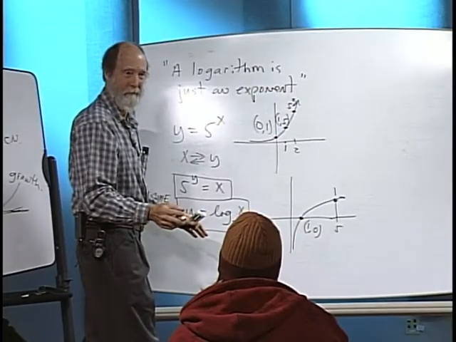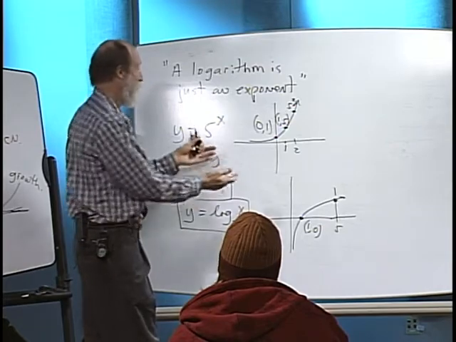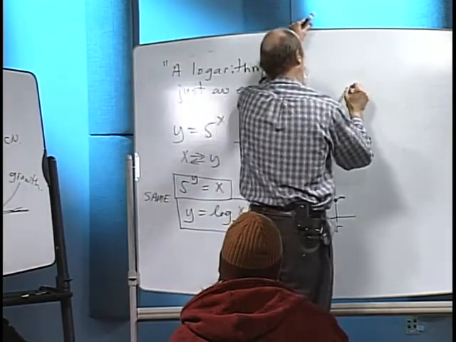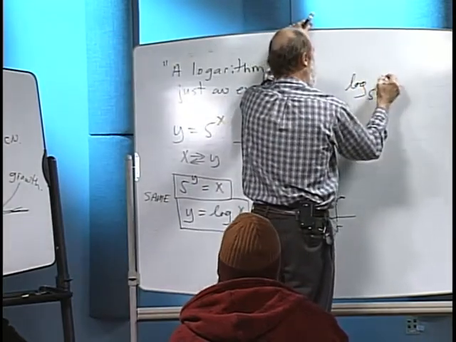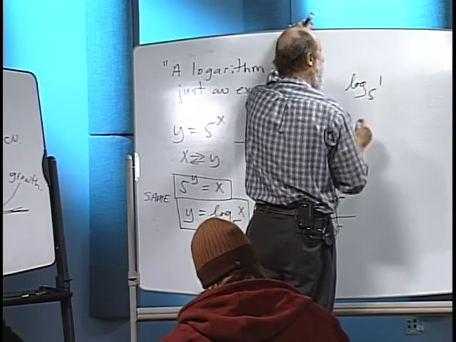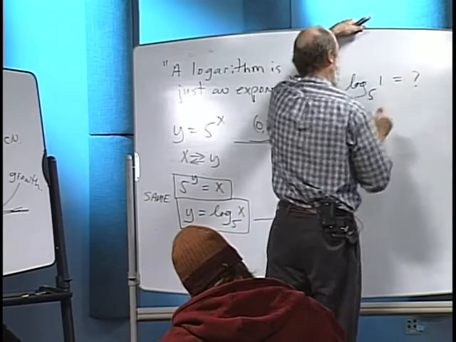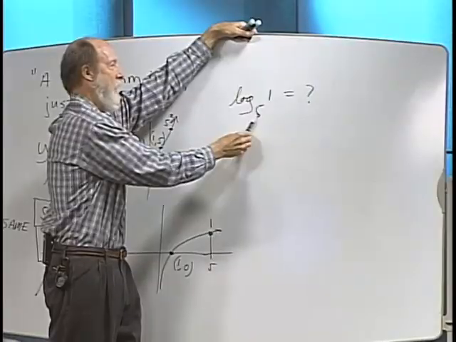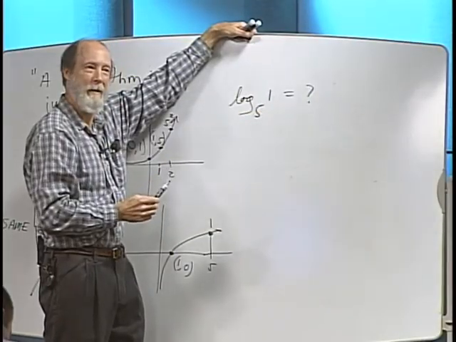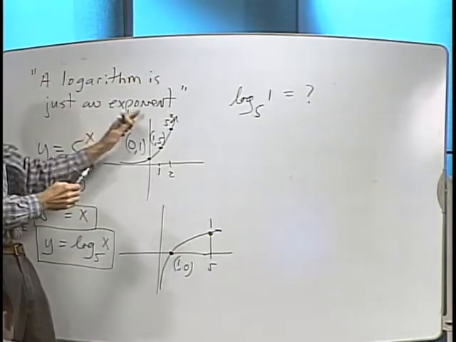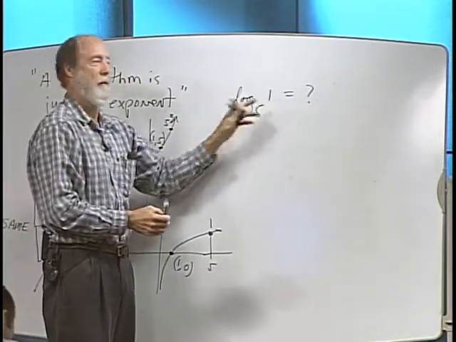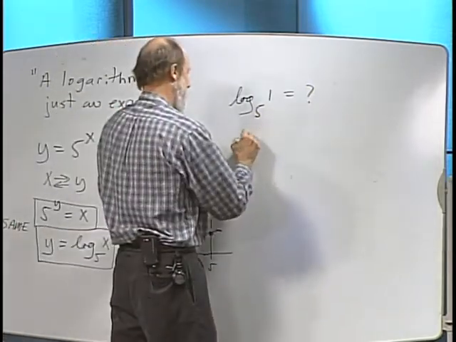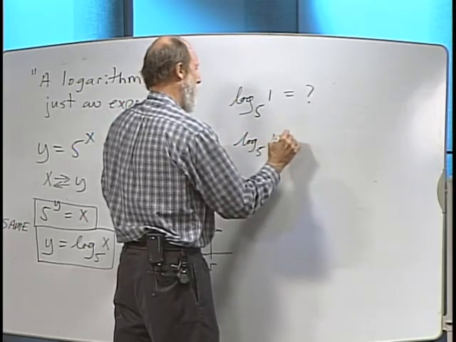So let's practice a couple logarithms, and why don't we stick with what Todd had suggested, base 5. So here's a question. Log base 5 of 1. What's that equal to? So what you want to say to yourself is, what's the exponent of 5 that gives you 1? Logarithm is just an exponent. What's the exponent of 5 that gives you 1? Think about it. Jennifer? 0. 0. Perfect. So log base 5 of 1 equals 0.